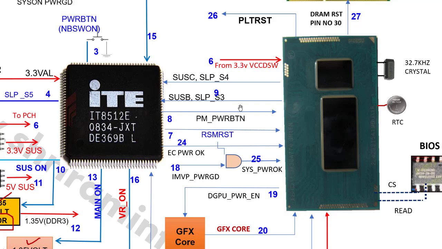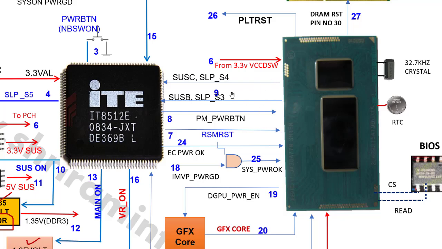Now, if this 3.3 volt is not coming, then your CPU is not responding. Okay, now why is the CPU not responding? In that case, you have to check 3.3 volt VCC DSW. Then you have to check the DPWROK signal, that is a 3 volt. You have to check RTC VCC, RTC reset, and this 32.768 kilohertz crystal. If all the signals are proper and still SLP_S3 and SLP_S4 are not generated by the CPU, then the CPU is bad. So you have to replace the CPU.